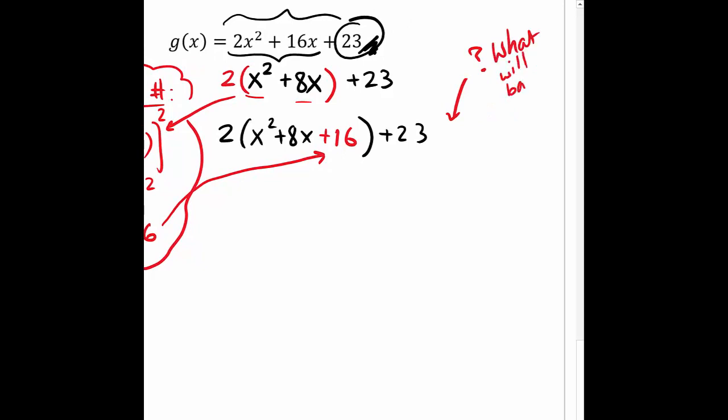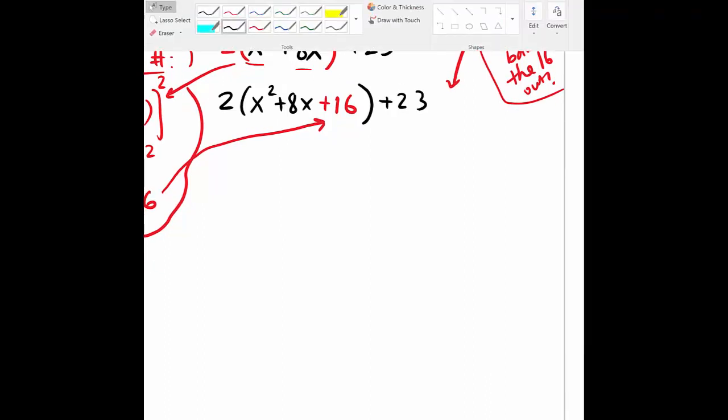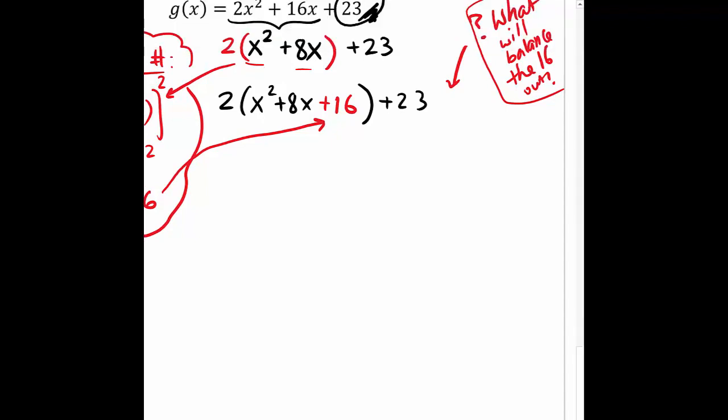Will a minus 16 balance the 16 out? But think about it, if you put a 16 inside the parentheses, what you added is not really 16, it's 2 times 16. Because if you were to distribute, in my mind, I think of it as, if I distribute this, it's 2x squared plus 16x plus 32. So then if I think about it that way, what do I have to add or subtract to balance it out? A negative 32.